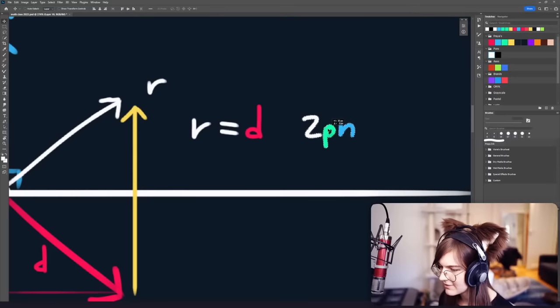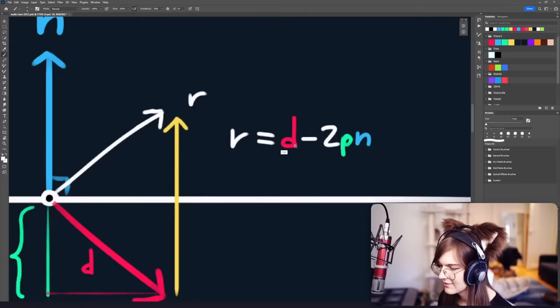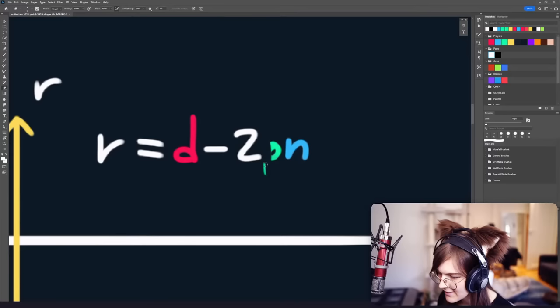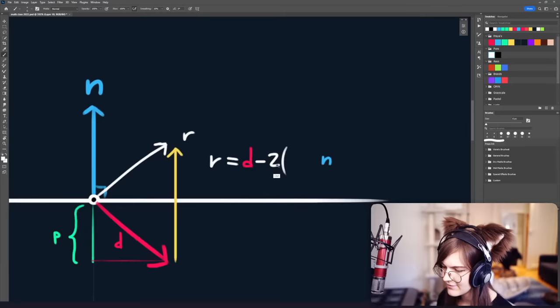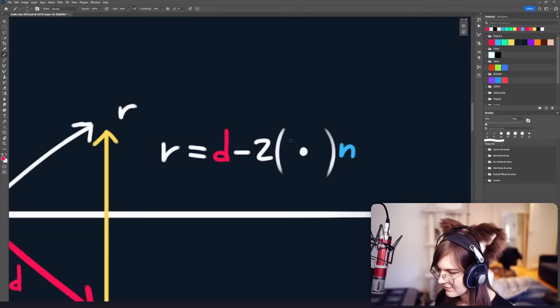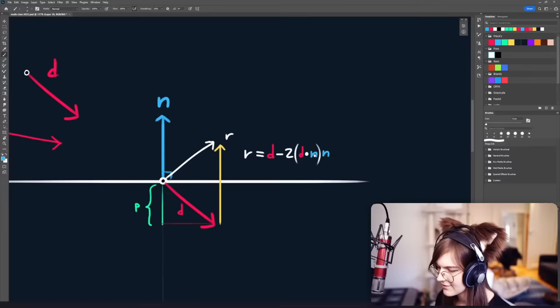There we go. And so if we negate that, our final answer is going to be the direction minus 2 times the projection here times the normal. And I guess we can write it out fully. Because we have a dot product here, and the dot product was between the normal and the direction. So we have our direction and the normal. This is how to reflect a vector.